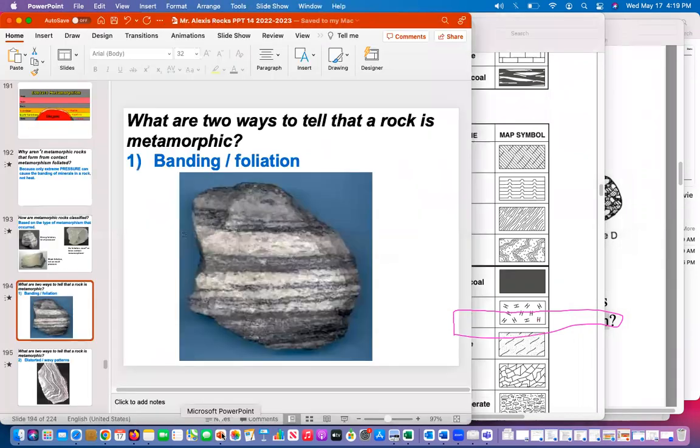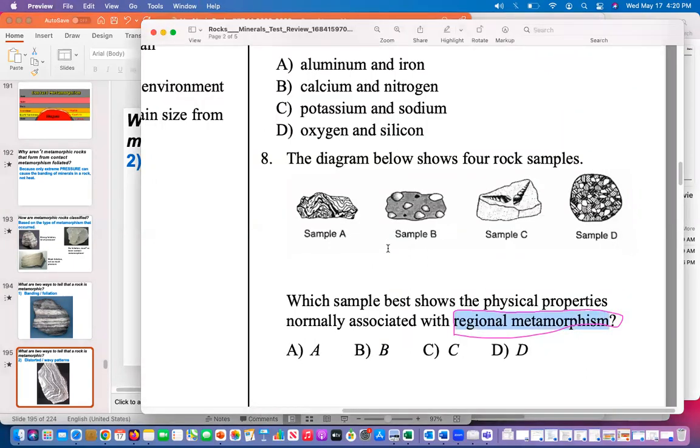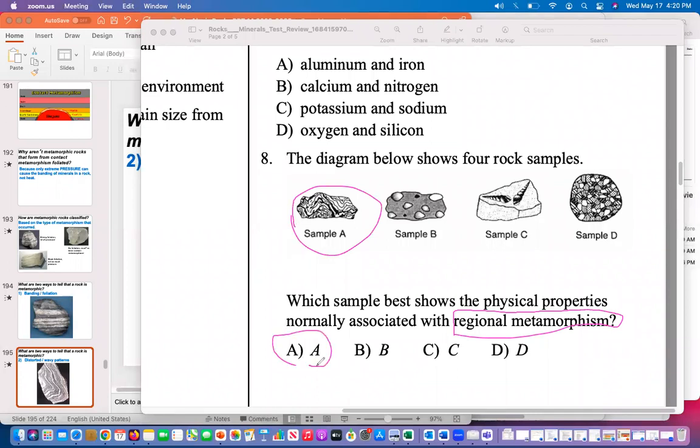And we've taken notes. What are the 2 ways that I can tell that a rock is metamorphic? If there's banding, the lining and banding of minerals, or if there are distorted wavy patterns. And so I'm going to look at the rock. Which rock either has banding, lining of minerals, or distorted wavy patterns? I see sample A definitely has distorted wavy patterns. And so that's why the correct answer is choice A.